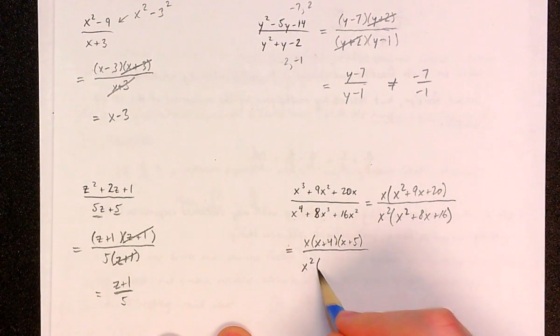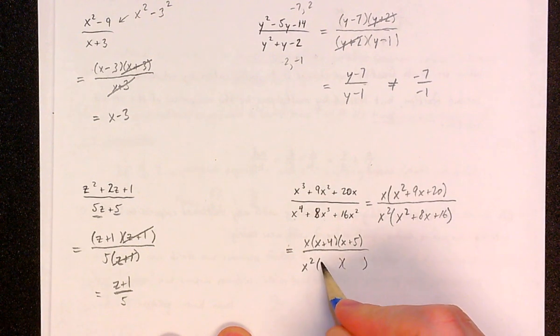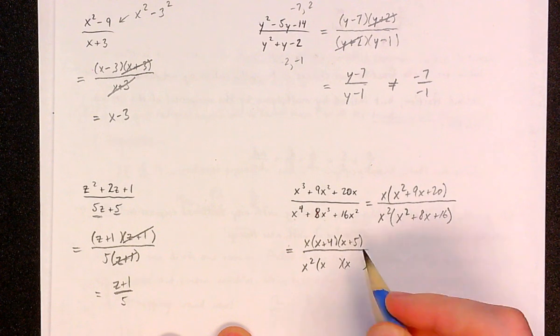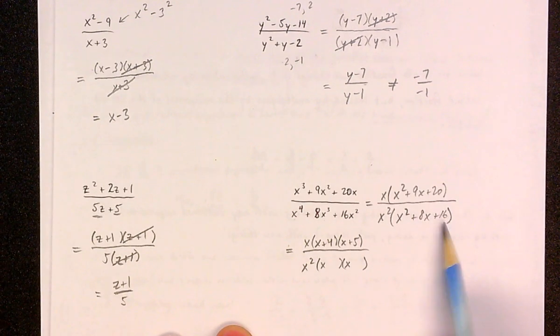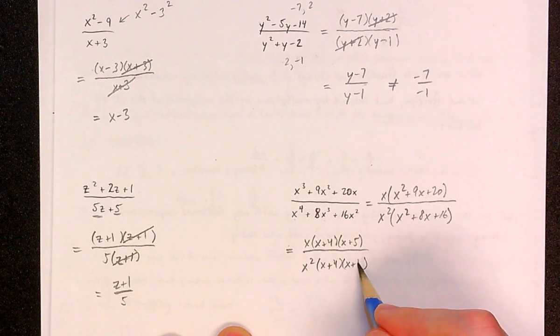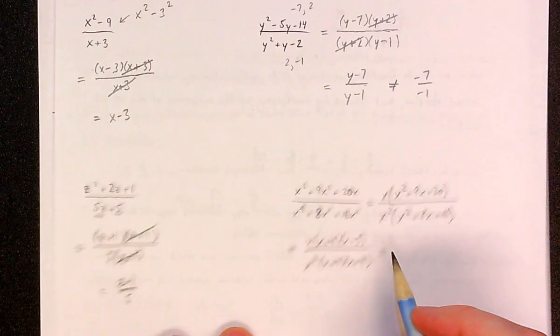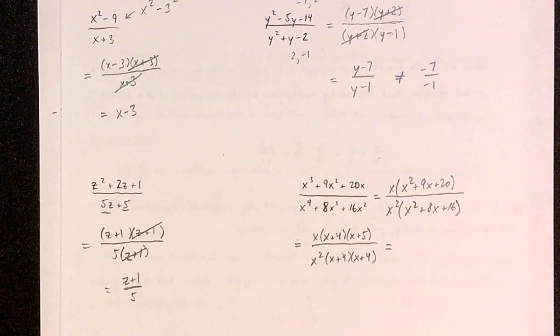On the bottom, again, another quadratic, x and x. I need two numbers that multiply to 16 and add to positive 8. Those two numbers are plus 4 and plus 4.